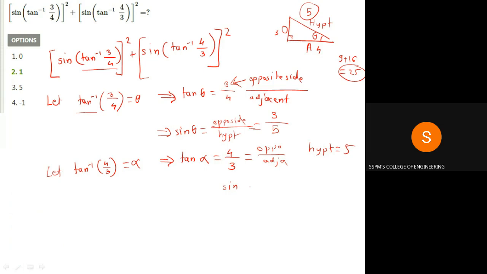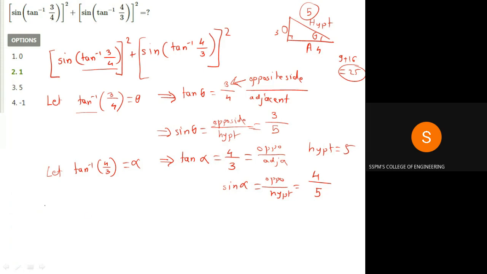What is sine of alpha? We can write opposite side divided by hypotenuse. What is the opposite side? It is 4. And what is the hypotenuse? It is 5. So in the first case, we found that sine of theta is equal to 3 upon 5. And in the second case, sine of alpha is equal to 4 upon 5.